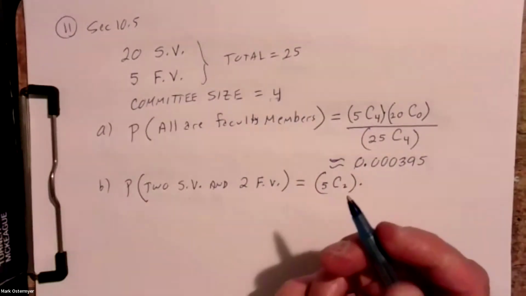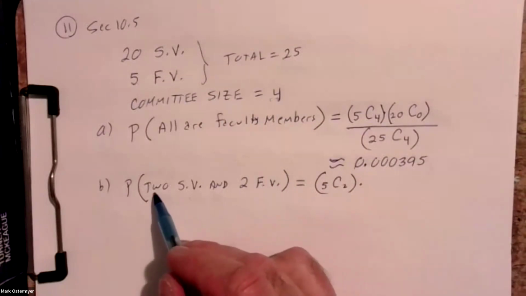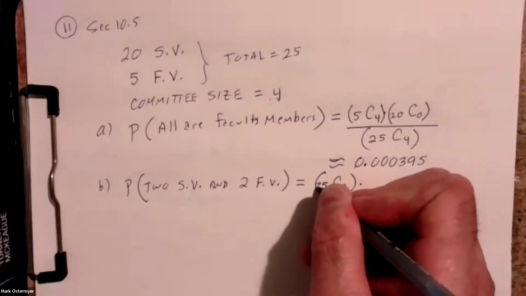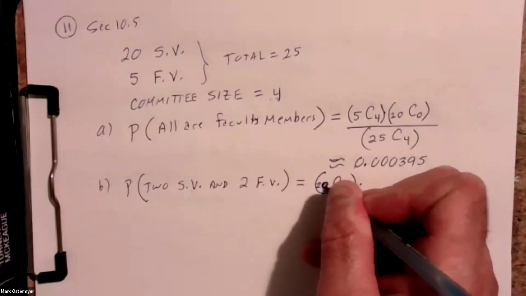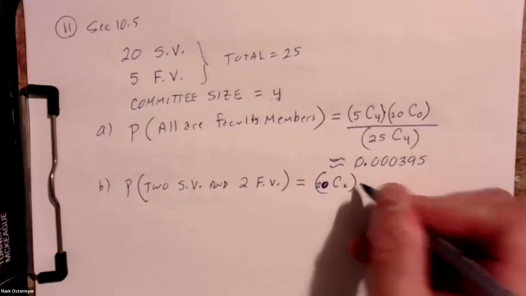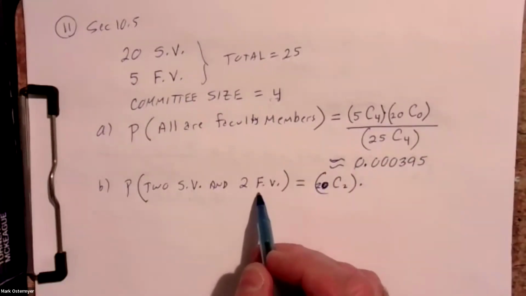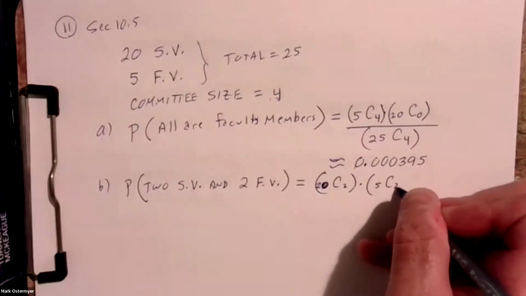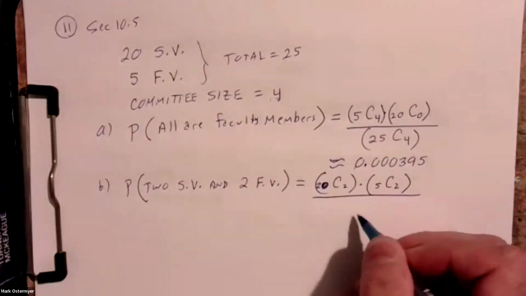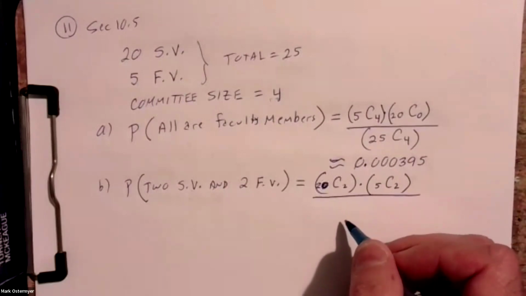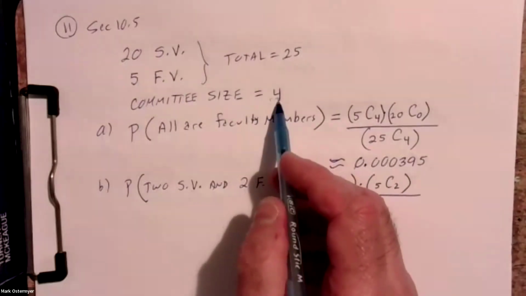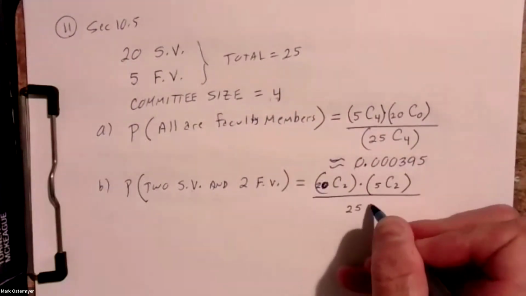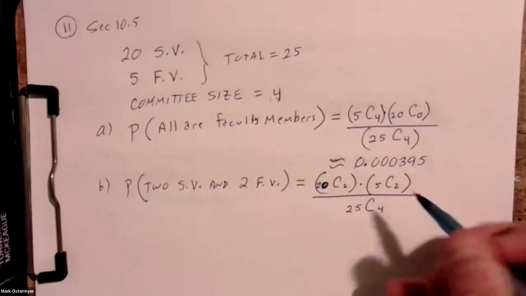Wait a minute, I got this backwards. The number of ways of choosing 2 student volunteers from 20 available would be 20 in combination with 2. This should be 20 in combination with 2. Times the number of ways of choosing 2 faculty volunteers from 5 available would be 5 in combination with 2. Divided by what's the total number of ways of choosing 4 people from 25 available. Order doesn't matter. This will be divided by 25 in combination with 4.